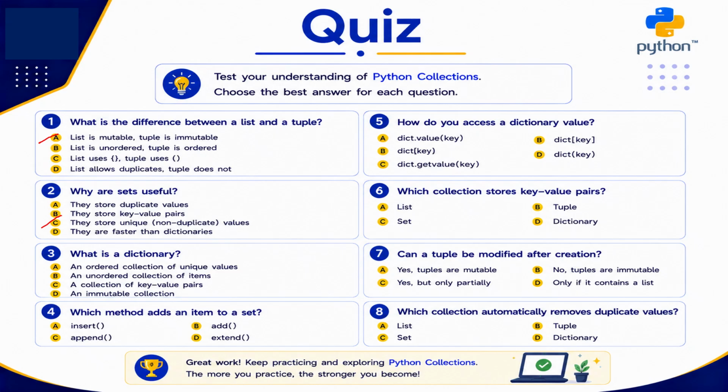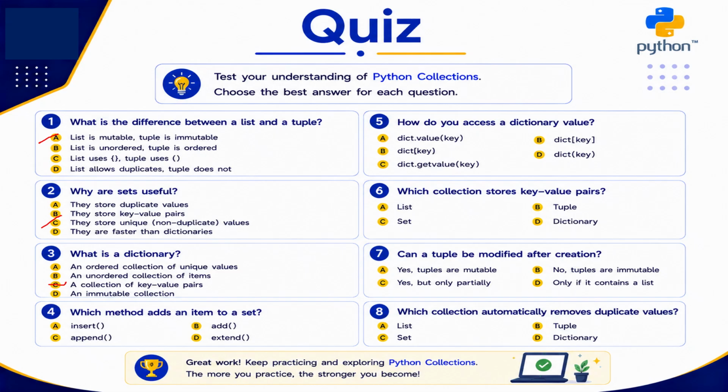Now, third question. What is a dictionary? Option A, an ordered collection of unique values, an unordered collection of items, a collection of key value pairs, or an immutable collection. Pause the video, take a moment. So the correct option is option number C. Dictionaries store data in the form of key value pairs.